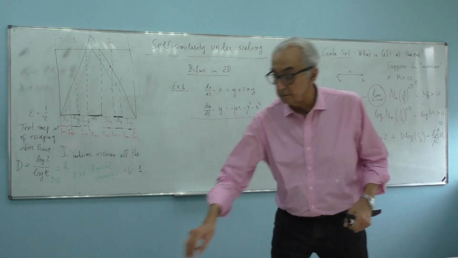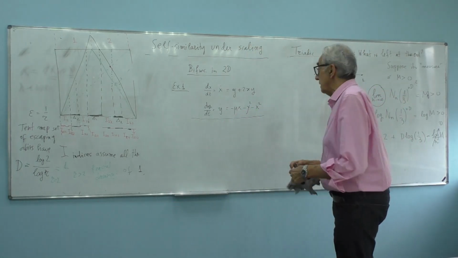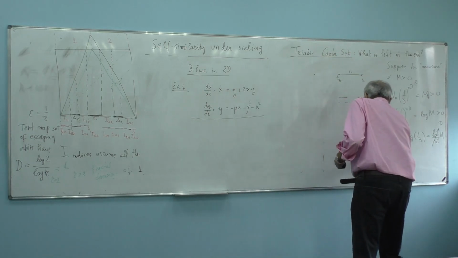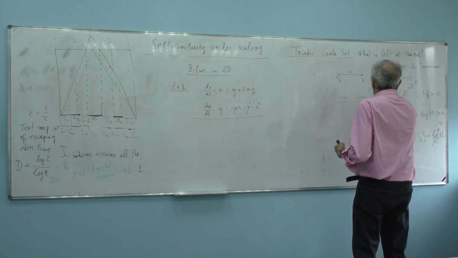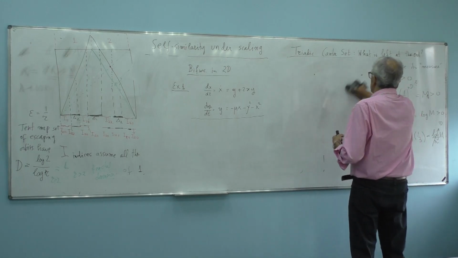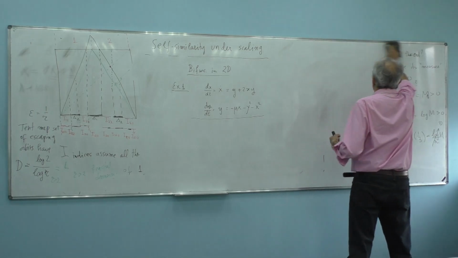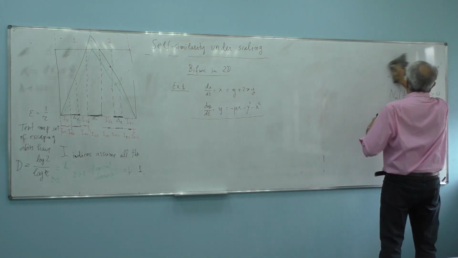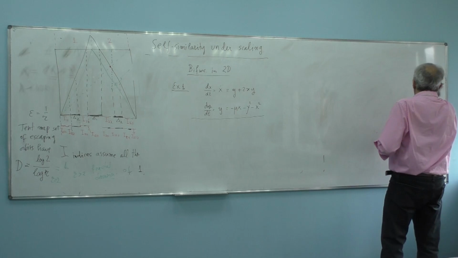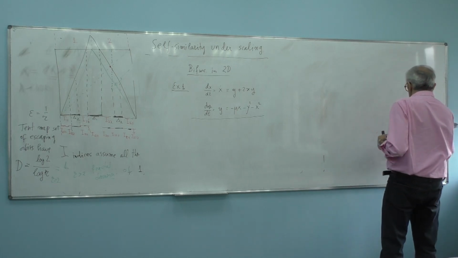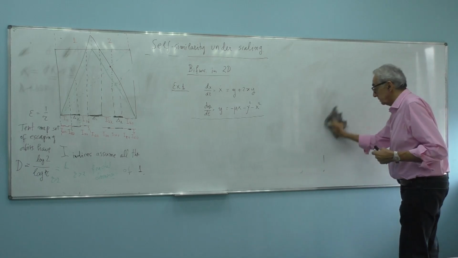How do we start? Linearize. Linearize about what? About zero. About zero? Why about zero? What is so interesting about zero? Because zero is a fixed point. Bravo. Okay. So we need to know what happens about a fixed point. Is zero the only fixed point?